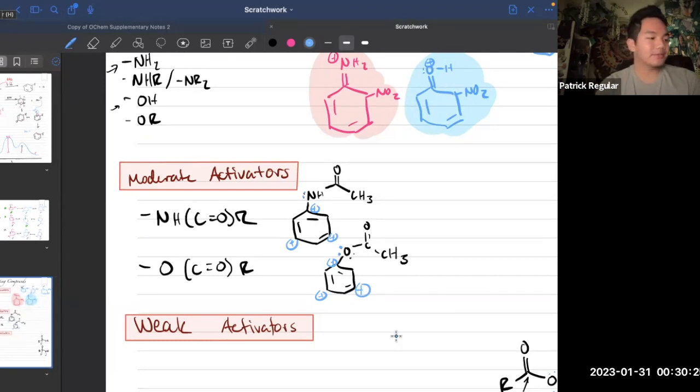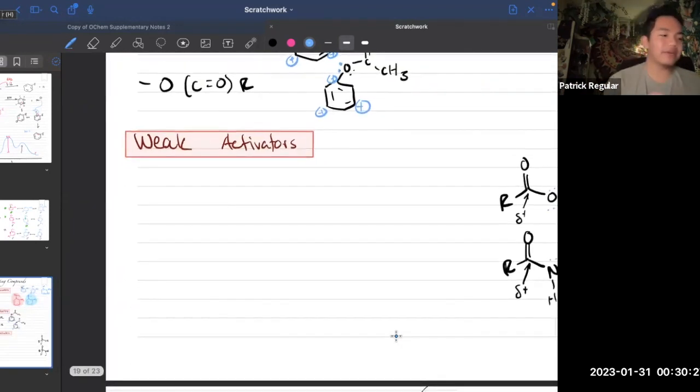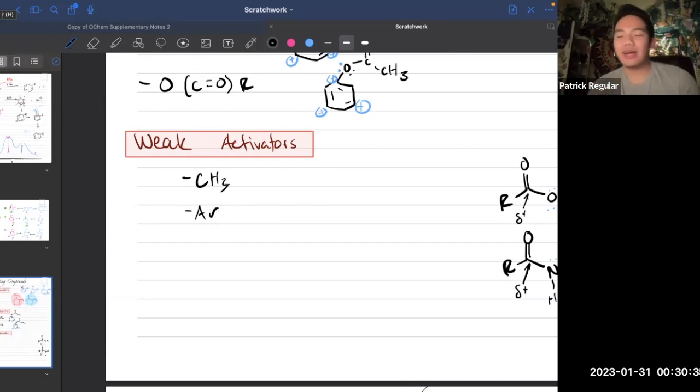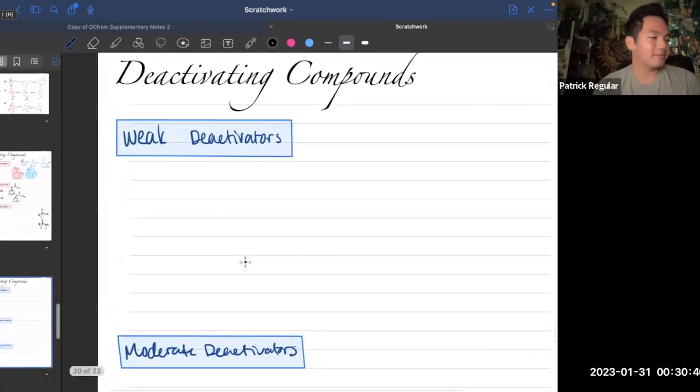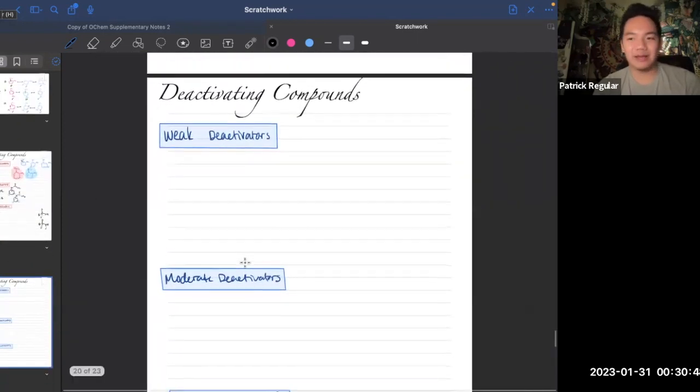All right. Now, for your weak activators, that's just any alkyl group, like a methyl group, or an aromatic ring. That's kind of it. Why is that? Well, hyperconjugation, and if it's another aromatic ring, you can have a continuous conjugated pi system. It's the same exact reasons. Now, let's look at our deactivating compounds.